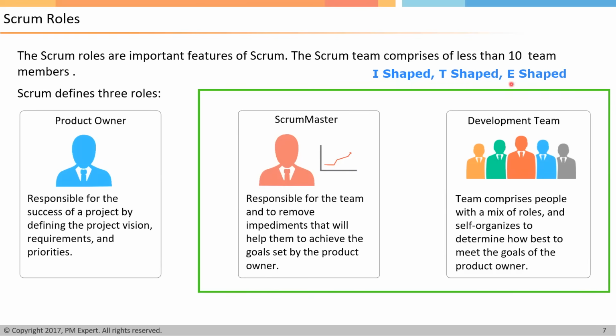Then the third category is E-shaped people. People who can work with excellent proficiency level in multiple areas. For example, Rajiv is excellent in Java, .NET, Python, and he's an excellent business analyst and tester also. Kings of all and masters of some. This is E-shape. Now, when we talk about cross-functional self-managed team, the preference is for T-shaped and E-shaped people.